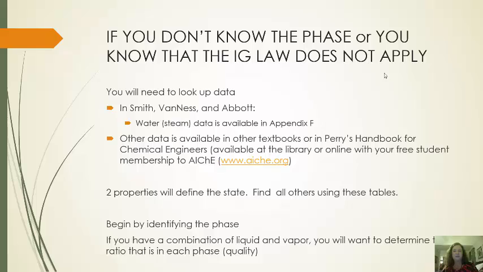Now, the key thing that we're going to be talking about shortly is that I need any two properties to define the state, and then everything else is in the table. Okay? So the first thing I'm going to have to do is figure out what phase it's in. If it's just solid or just liquid or just gas, then I'll look in the appropriate part of the table and read off the data. If it's a combination of liquid and vapor, then I'm going to need to determine the ratio of liquid to vapor in each phase. Now that's going to be called the quality.